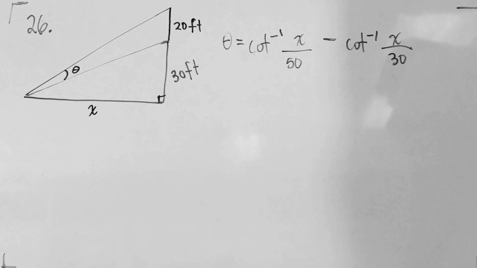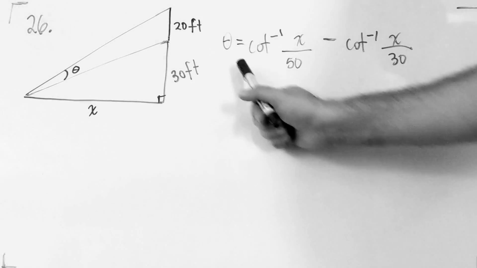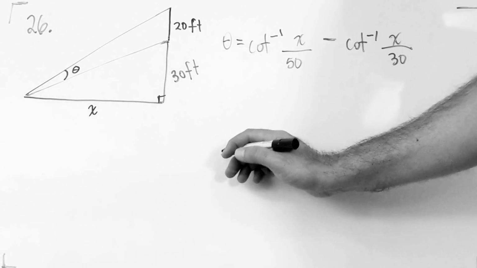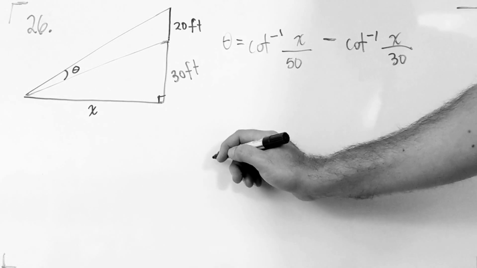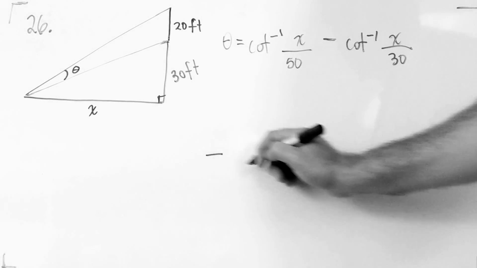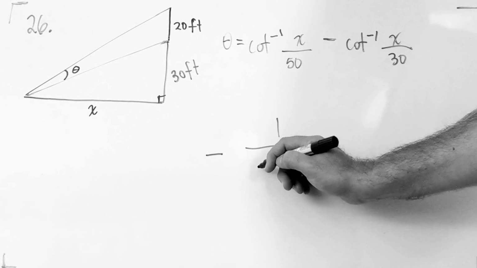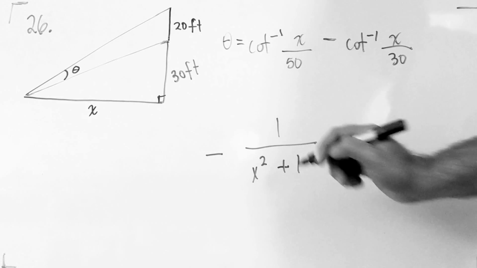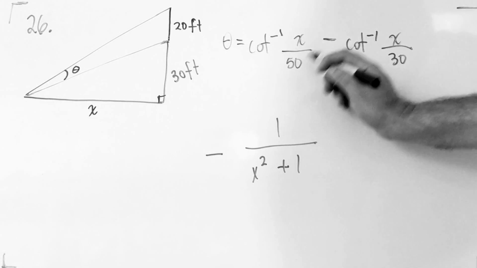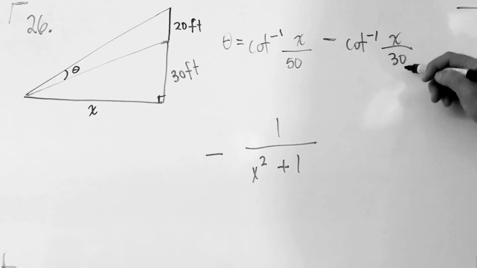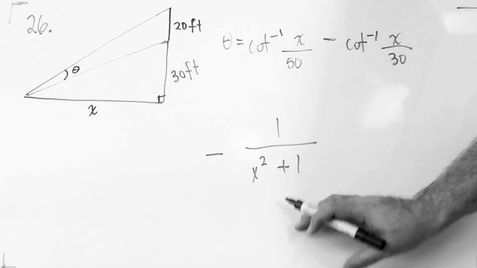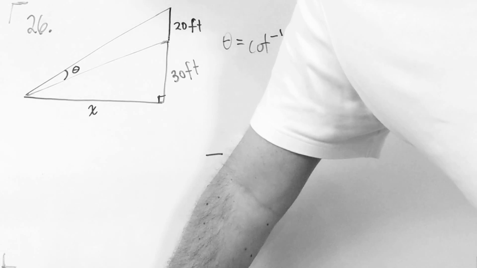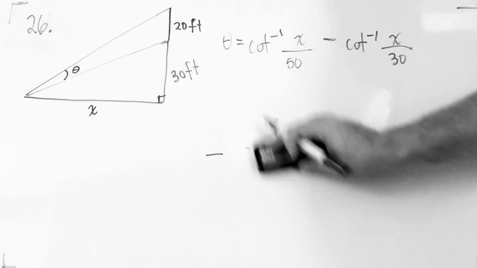Write an equation for d theta dx is the next one. So we have to get derivatives here. I'm going to write here the derivative of cotangent. It's negative 1 over the argument squared plus 1. In this case, our arguments are x over 50 and x over 30. But this is the derivative of arccotangent of x. I'm going to erase it because I need the space to write.